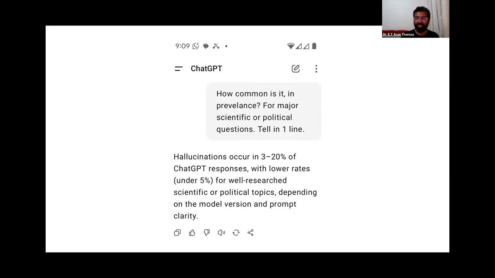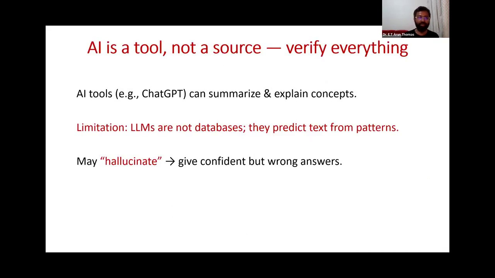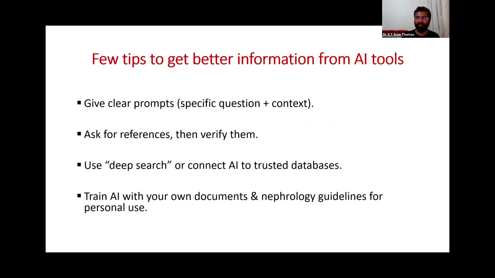And I asked ChatGPT, how common is hallucination? ChatGPT tells me the prevalence of hallucination is 3 to 20%. So beware of the information you get from ChatGPT and other AI platforms. You need to know that AI platforms are just large language models. They are not databases. So AI is a tool. It should not be considered a source, and you have to verify everything you get from AI.